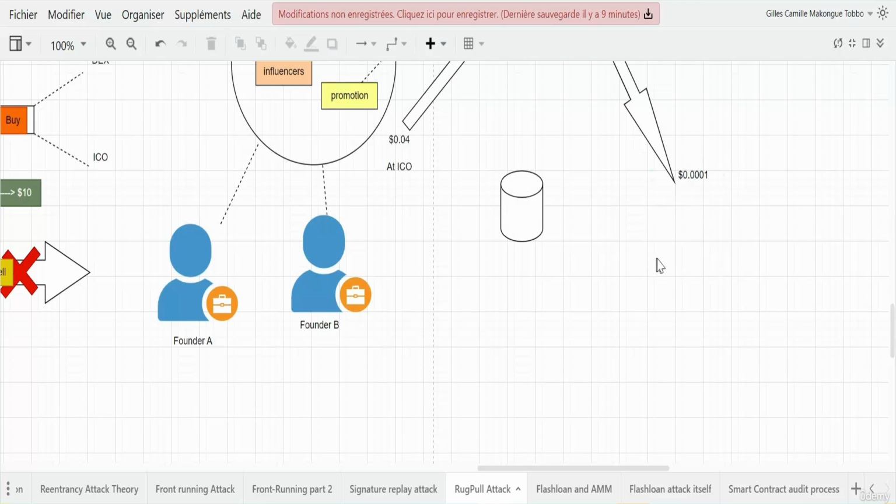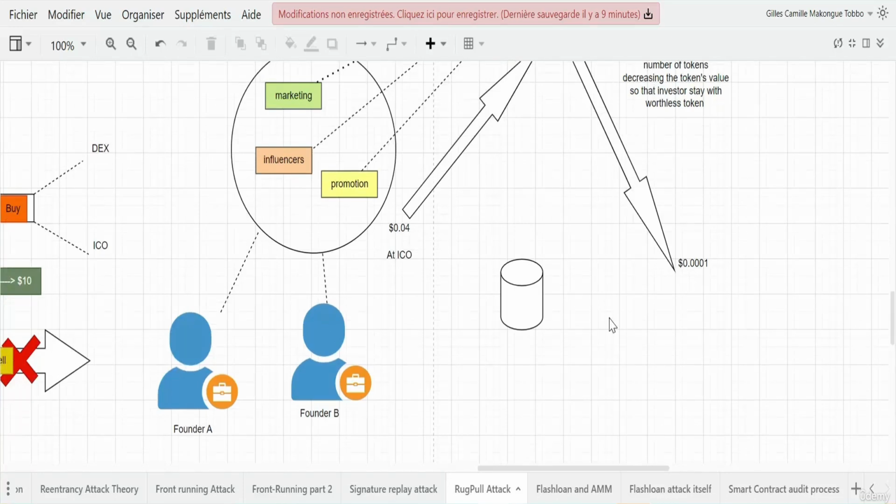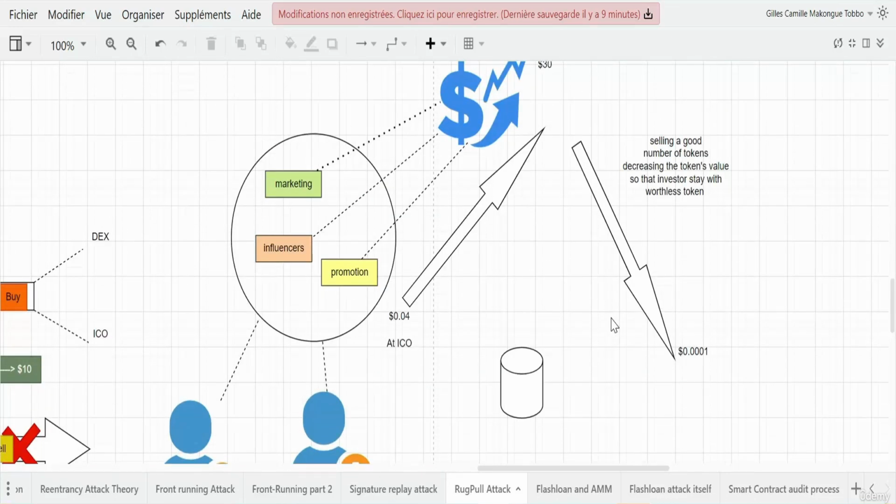So this is how this kind of attack works. And it is possible because these founders and other people in the community have a large number of tokens compared to those who bought the token at $30. Once you start selling in bulk, the price is going to decrease. That is what you need to understand. When people buy too much in bulk in a limited period of time, the price is going to go up.